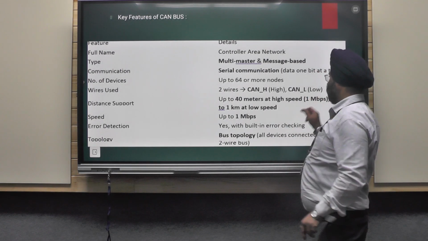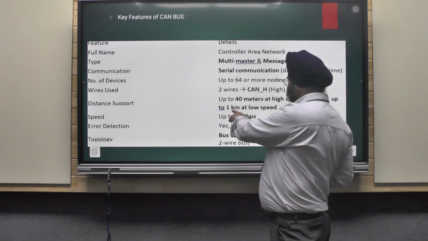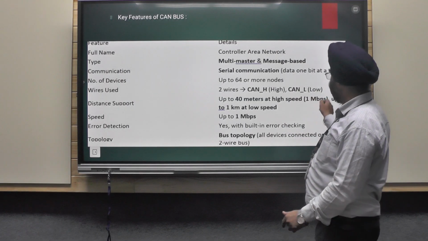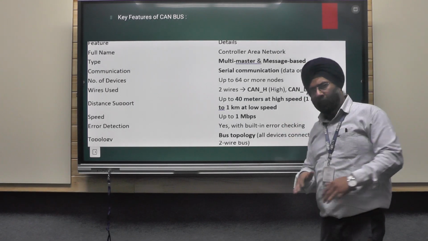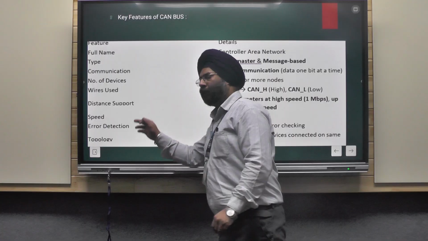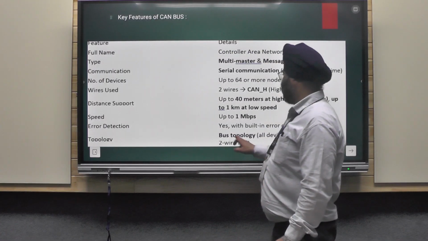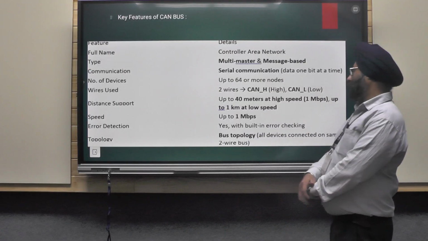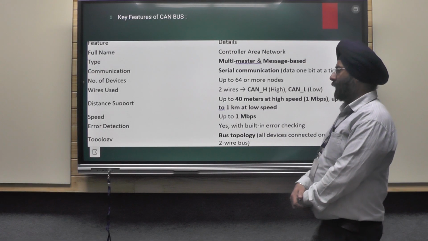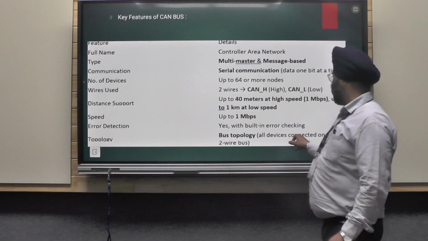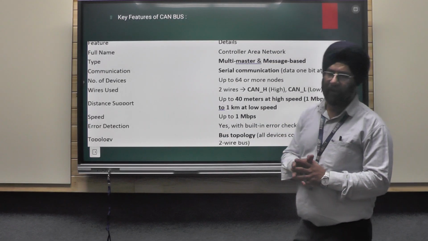High speed is how much? 1 Mbps. If we increase the distance from 40 meters up to 1 kilometer, the 1 Mbps automatically decreases. It can come down to kbps. Speed and error detection: yes, with built-in error checking. There is an error checking system. Topology: bus topology, all devices connected on the same two-wire bus.